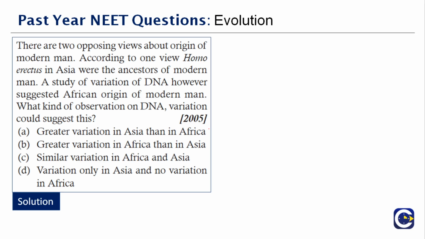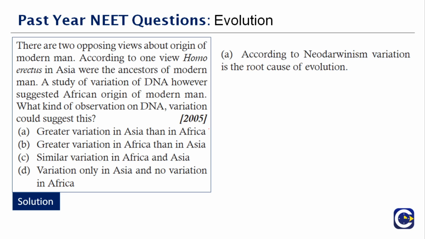There are two opposing views about the origin of modern man. So here the question is about modern man. According to one view, Homo erectus in Asia were the ancestors of modern man. And a study of variation of DNA, however, suggested an African origin of modern man. So what kind of observation on DNA variation could suggest this? Okay, so it's actually a greater variation in Asia than in Africa. According to neo-Darwinism, variation is the root of evolution. Therefore, the right answer is option A, greater variation in Asia than in Africa.